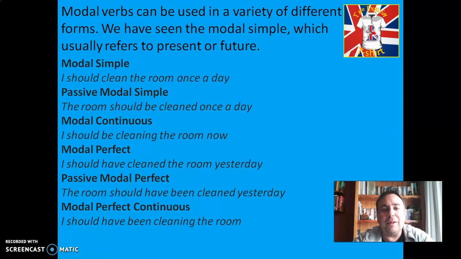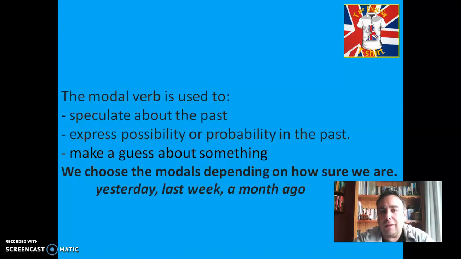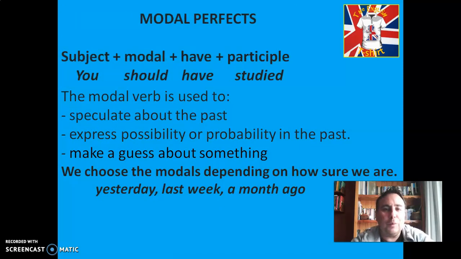Modal verbs can be used in a variety of different forms. We have seen the modal simple, which usually refers to present or future. And now we are going to talk about modal perfect, as in the example, I should have cleaned the room yesterday. Yo debería haber limpiado la habitación ayer. Therefore, the structure of modal perfects is subject, modal, have plus past participle.